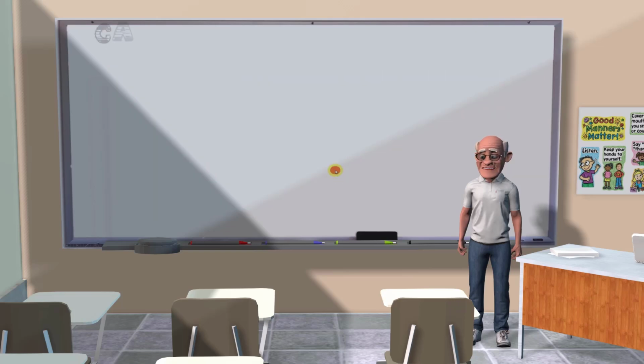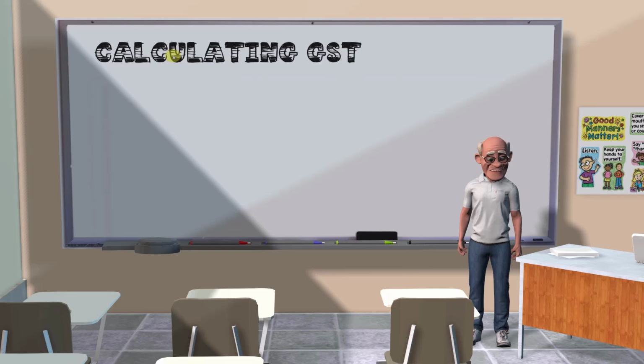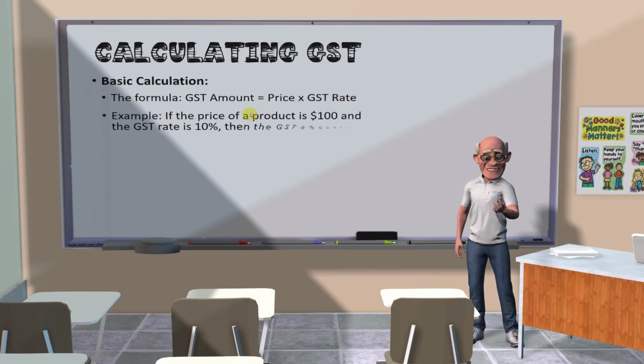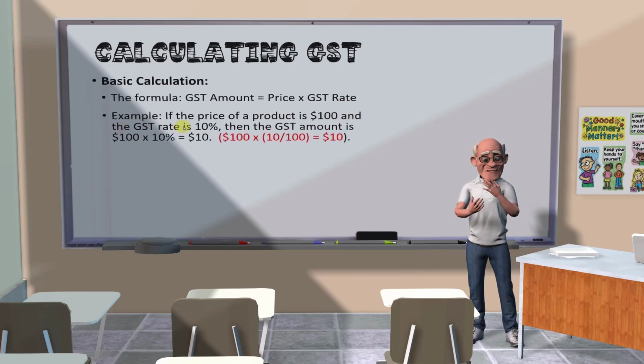Now let's go further and see how to calculate the GST. The basic calculation is very simple actually. The formula is: the GST amount, that's the amount on what you are selling, the goods cost, equals price times the GST rate, of course. Right, let's have a look at an example. If the price of a product is $100 and the GST rate is 10%, then the GST amount is $100 times 10%, which gives us $10. That's just explanation over here: 100 times 10 divided by 100 to bring it to a decimal, and then you get $10.